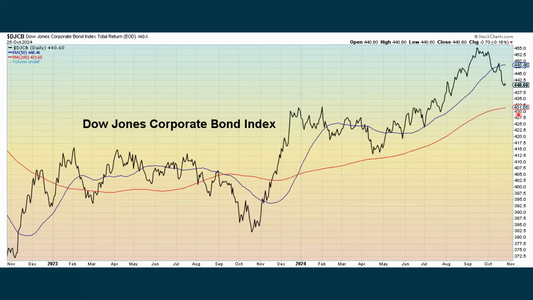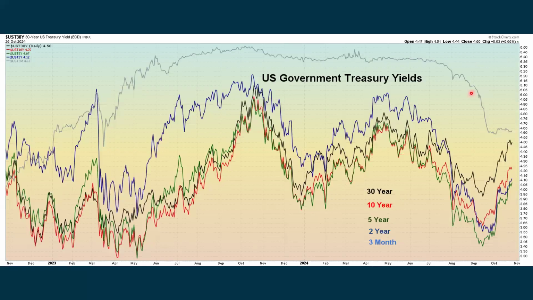And we look at the Dow Jones Corporate Bond Index, which is seeing some weakness, but still in a longer term uptrend. And then we look at a daily chart of the yields, where they were really coming down and that was helping stocks. Well, now interest rates have been going back up, and it's getting to the point where the market is starting to notice that. They ignored it for a while.